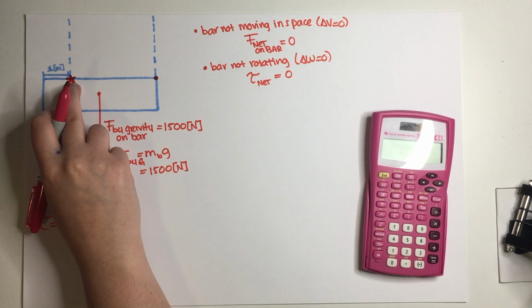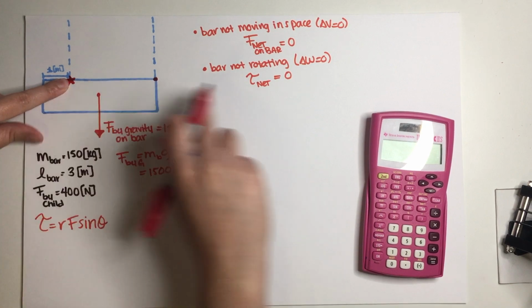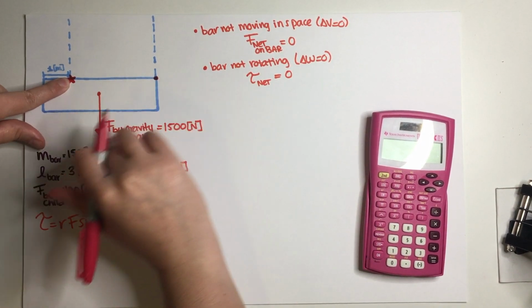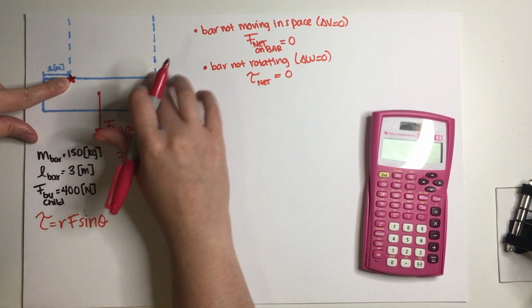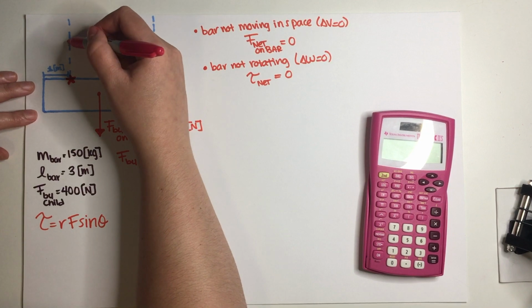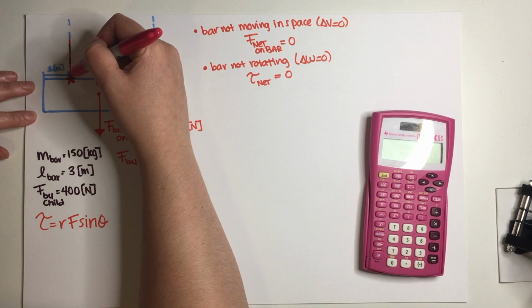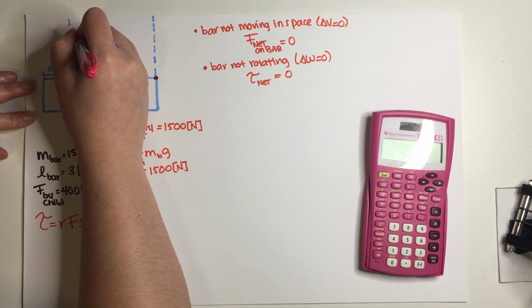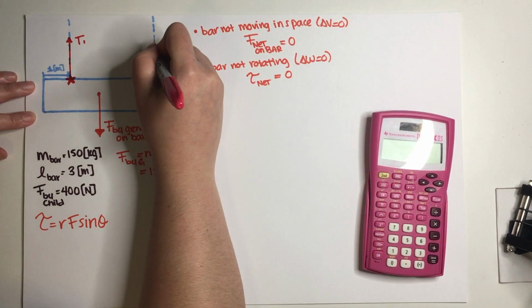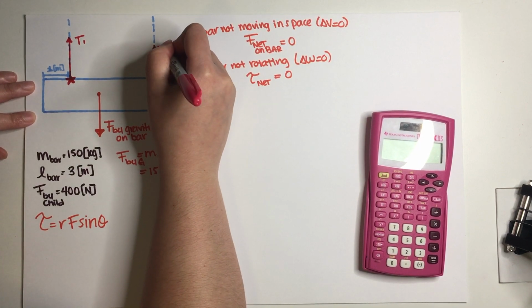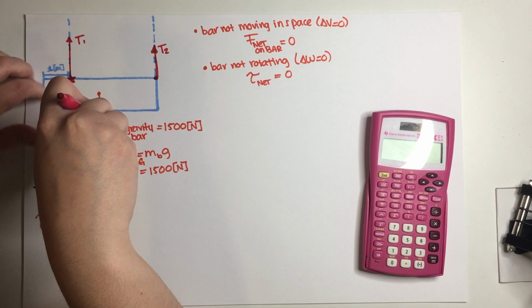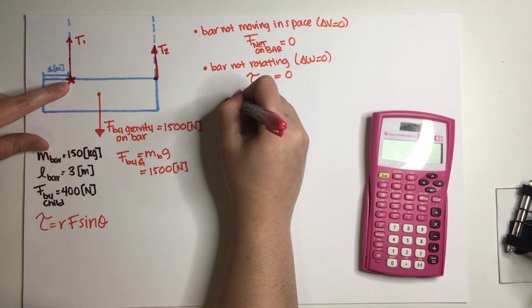I'm going to pick this as my axis of rotation. Now, what does this mean? It means that I can balance out my torques, and they have to balance out to 0 since the bar is not moving around this axis of rotation, right? So how many forces do I have in this problem? Well, I have 3 forces. I have this force that I'm going to call tension 1, this force that I'm going to call tension 2, and I have the force by gravity. So let's balance our torques.